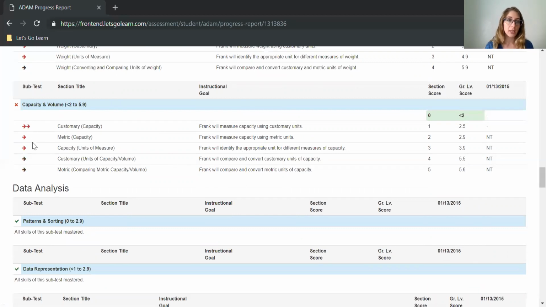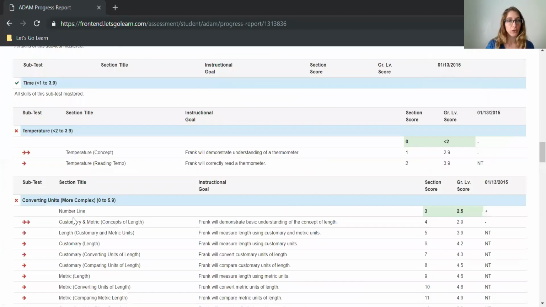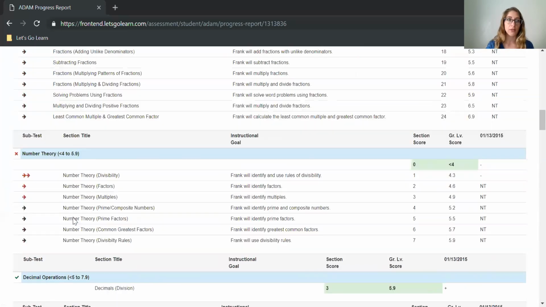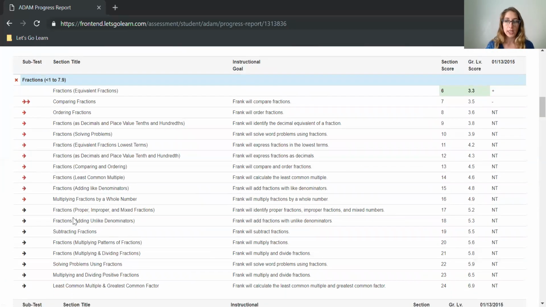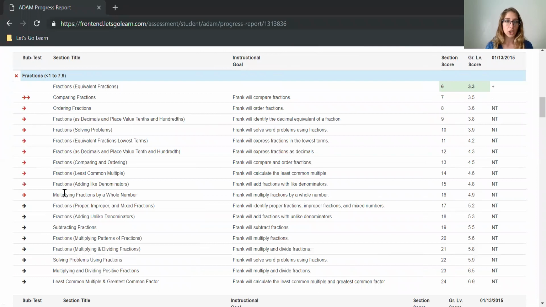Now the red skills, as you can see, are actually the below grade level skills. And then the black arrows indicate their next steps. So the progress report does show everything that comes next in the next 2 years. So for this student, if we look at other areas, so we're going to go over to fractions, which is often an area of need for students, we can see all of the skills for the next 2 years.